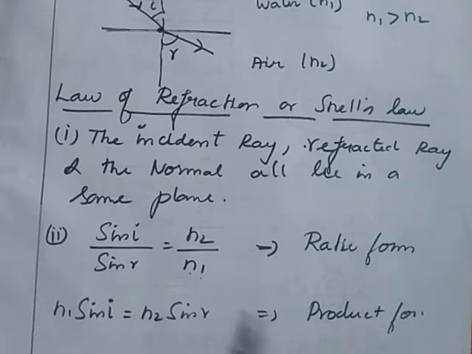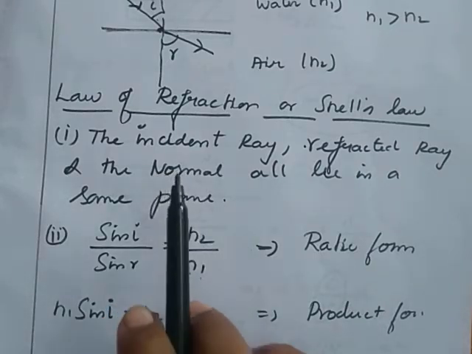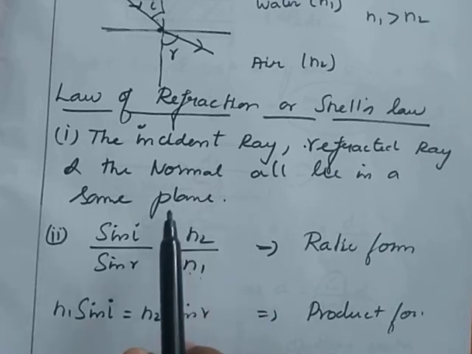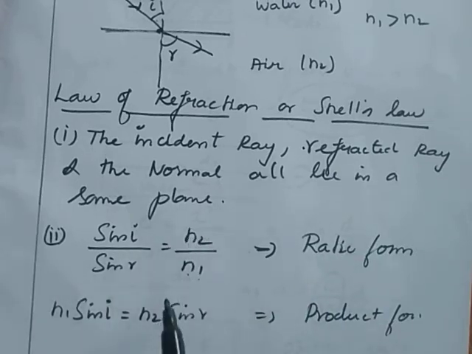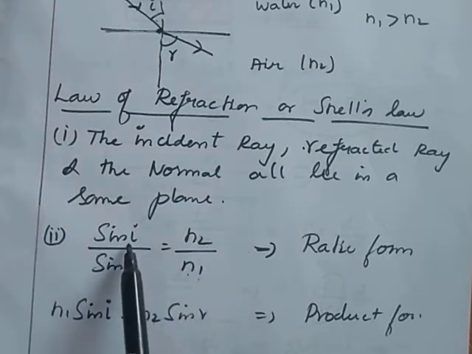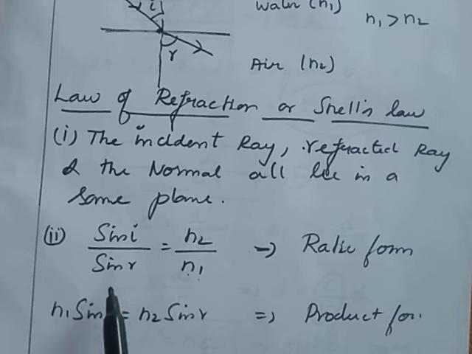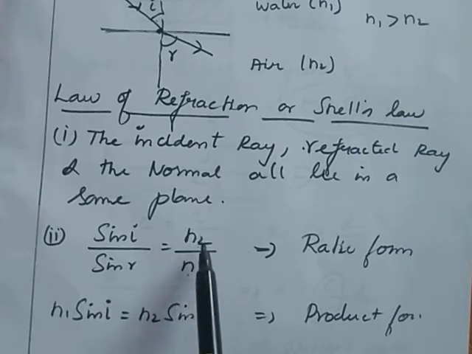See, the first law: the incident ray, refracted ray and the normal all lie in the same plane. And the second law: sin i by sin r is equal to n2 by n1. Here it is the ratio of the sine of the angle of incidence to the sine of the angle of refraction, equal to the ratio of the refractive index of the second medium to the refractive index of the first medium.